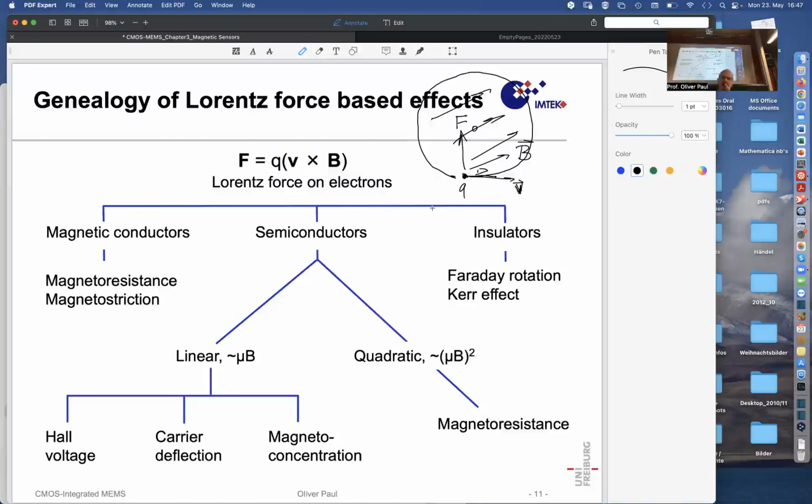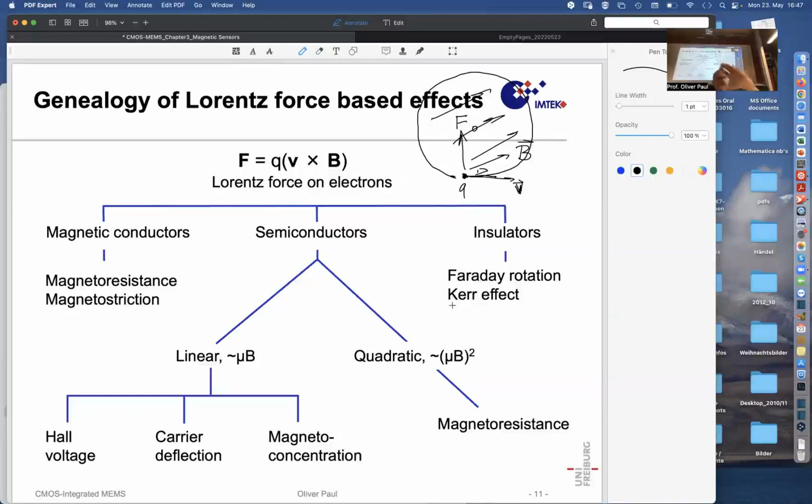And what I don't want to say is that these collisions are absolutely essential, and we'll try to get a grasp on those phenomena. So based on this Lorentz force, many different effects are possible. Of course, there are insulators in which the Lorentz force acts not on moving charges, but there are also charges, and so they also experience a Lorentz force in these orbitals. And so you can have what is called the Faraday rotation or the Kerr effect in dielectric media.